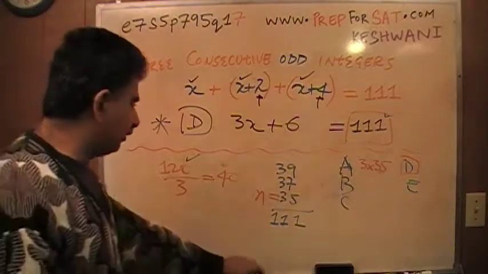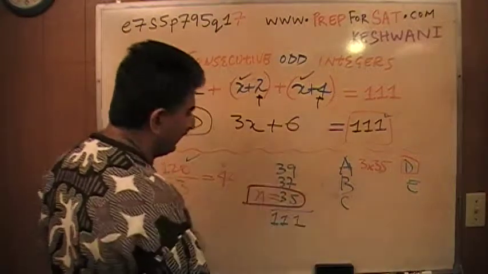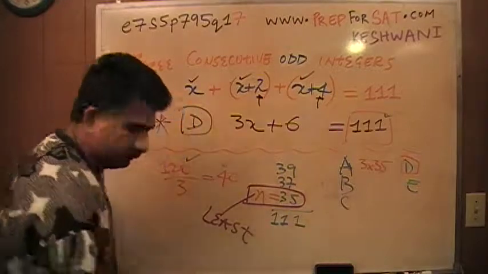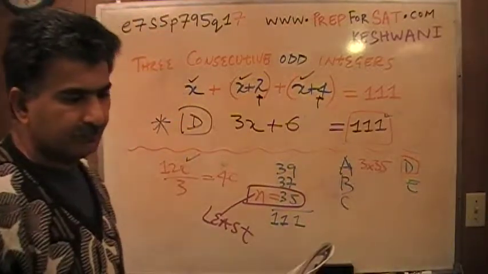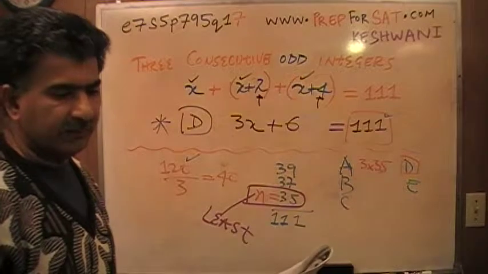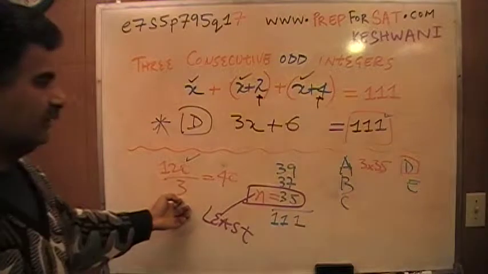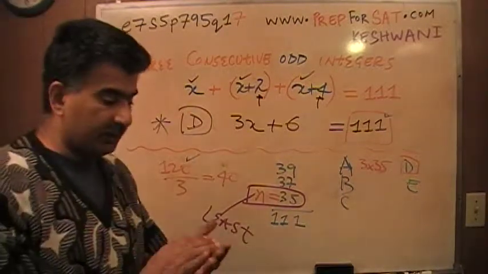So that's another way of doing it. But the key here is to keep in mind that your n is 35, not 39, because this is the least one. They are asking for the least. They tell us that n represents the least number. There you go, it says right there, n represents the least of the 3 integers. So that's what you have to keep in mind. So you can either do it this way, plugging in, or you can do it the traditional way. Either way you get the answer.